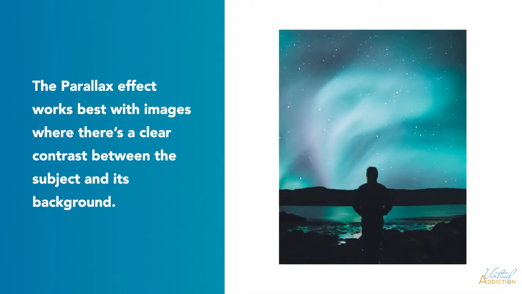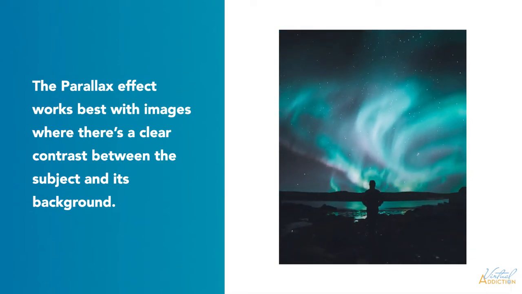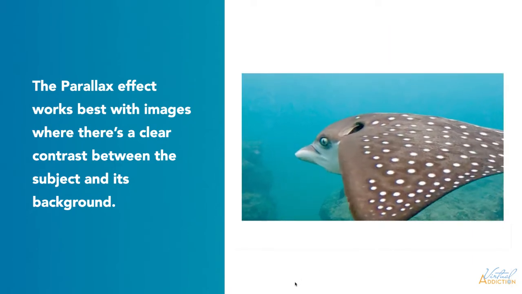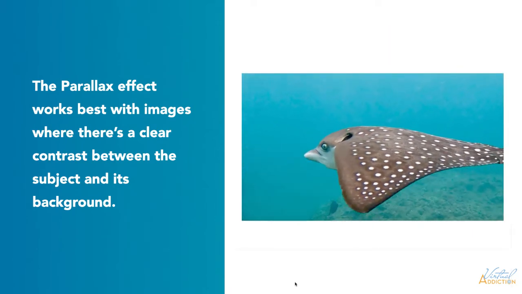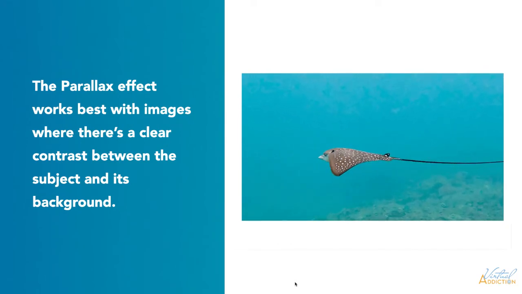In regards to what sort of images work well with this sort of effect, it definitely works best when there's a clear contrast between the subject and its background. So choose a picture that has an obvious outline that you can trace around. Let's jump into Photoshop and see how we can go about creating a parallax effect.